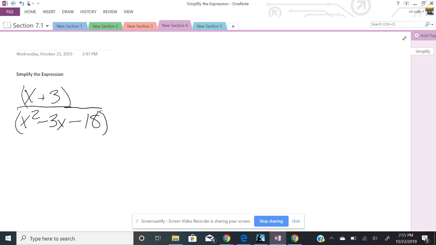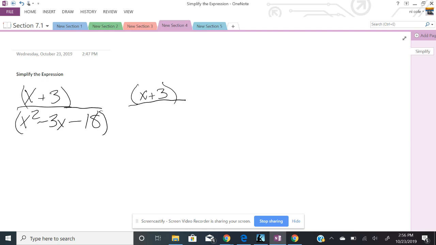Unless the little pods are exactly the same, you cannot do anything. So on that numerator, can I factor anything? Do I have a greatest common factor? Well, is it in descending order? Yes. Do I have a greatest common factor? No. So I'm just going to leave it as x plus 3.